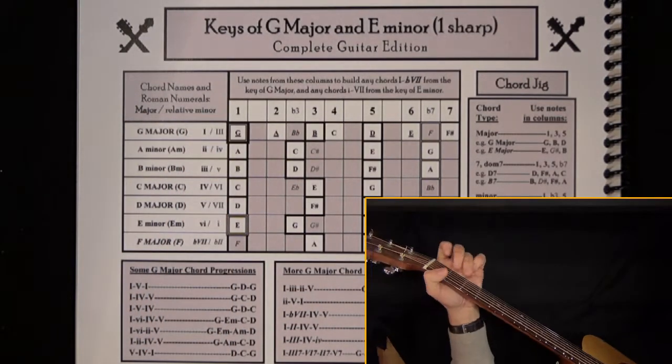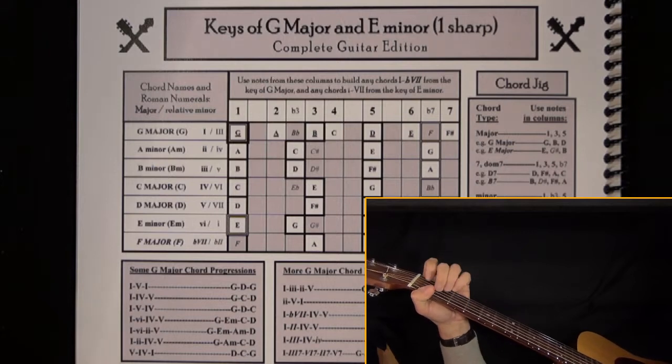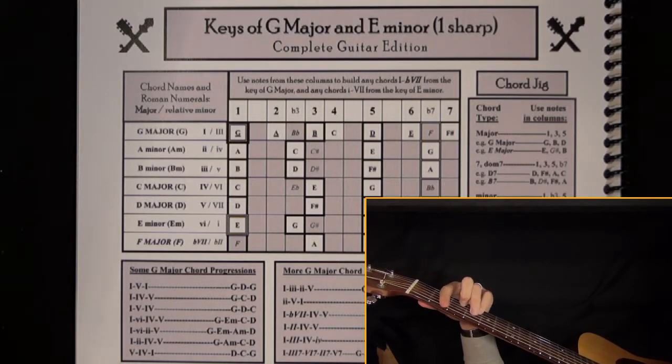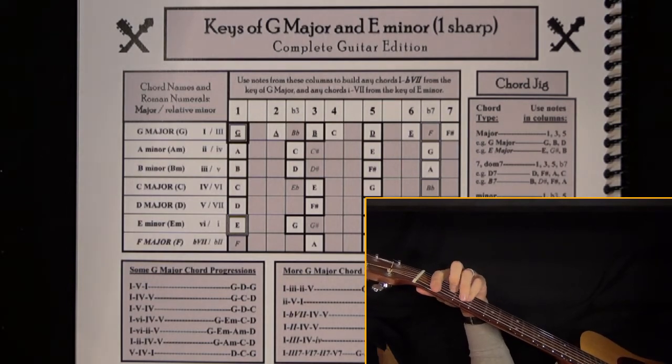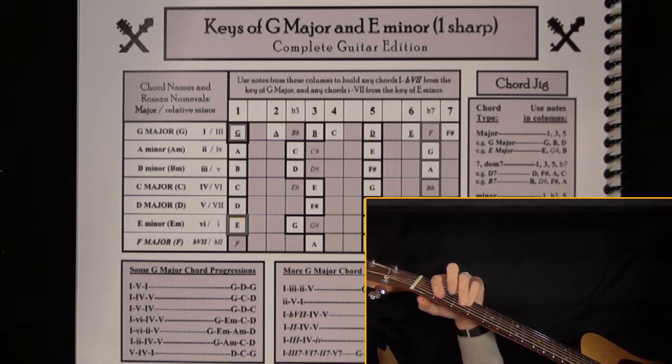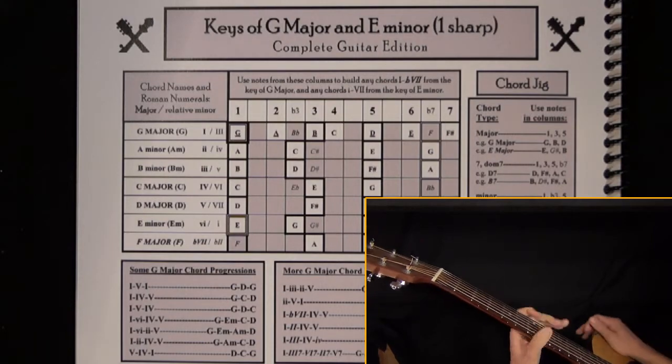So in the key of G major, G is my 1 chord, A minor is my 2, B minor is my 3, C major is 4, D major is 5, E minor is 6, F major is called a flat 7, and then G major is back to my 1.